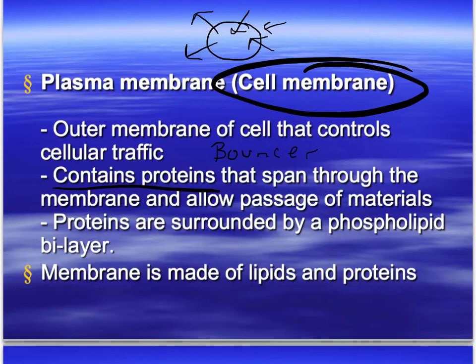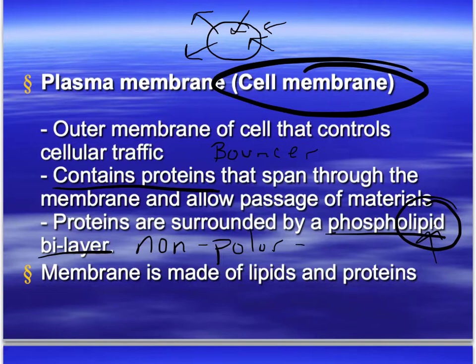And these proteins are surrounded by a phospholipid bilayer. Notice the word phospholipid bilayer. One thing that we should remember about lipids is that lipids are non-polar. Lipids are hydrophobic, or water-fearing. This is what allows your cells to basically be waterproof. So the membrane is made predominantly of lipids and proteins.